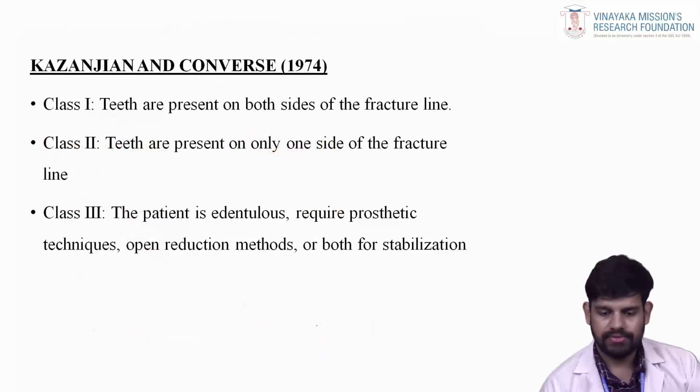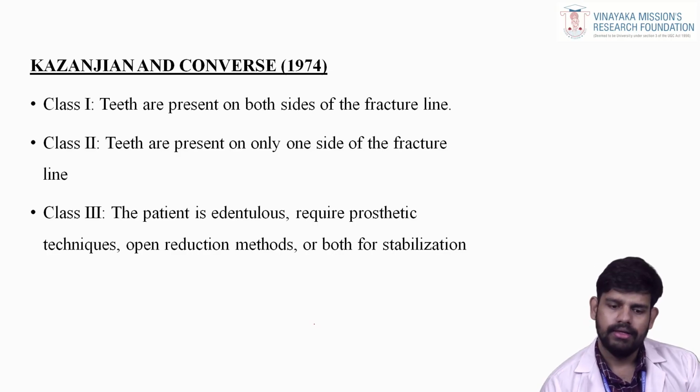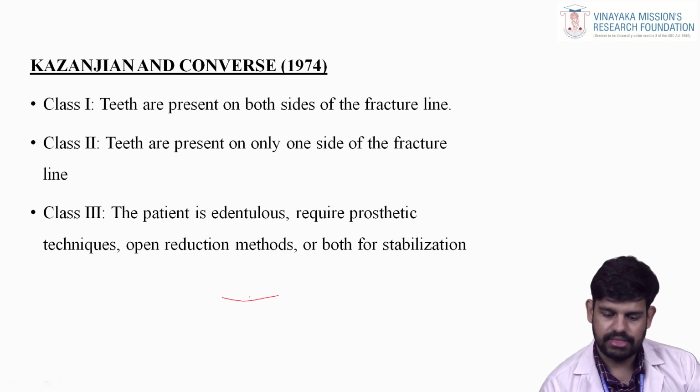Now coming to the other classification given by Kazanjian and Converse in the year 1974. Here they classified the mandibular fracture into 3 classes. Class 1 is when teeth are present on both sides of the fracture line. For example, if this is the mandible and there is a tooth here and a tooth here and the fracture line is like this. If teeth are present on both sides, for example symphysis fracture, it is class 1.